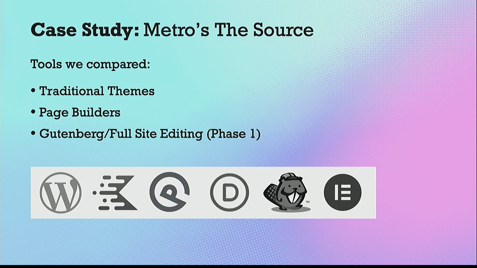These were some of the tools that we looked at. I had experience with traditional themes and page builders, like I mentioned, but we wanted to get on board with Gutenberg. From the time the project started to now, Gutenberg had gone through a couple of phases. Right there it says phase 1, but we were up to phase 3 by the time we were ready to design and build. We looked at, again, WordPress, Cadence, Generate Blocks, Divi, Beaver Builder, and Elementor.